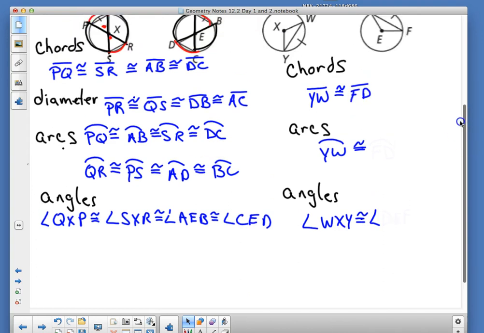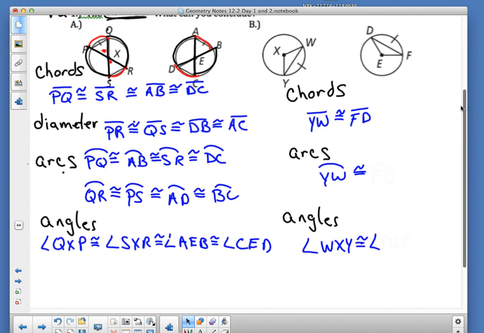Chords, FD, are you okay with that? Chord WY, FD, or DF, I don't care which one, because of the order. Arcs, YW, my DF, or FD. Arc FD, are you okay with this? Okay, angles, angle WXY, and angle FED, or DEF. The center of the circle is the center of your angle. That's it. Are there any questions?